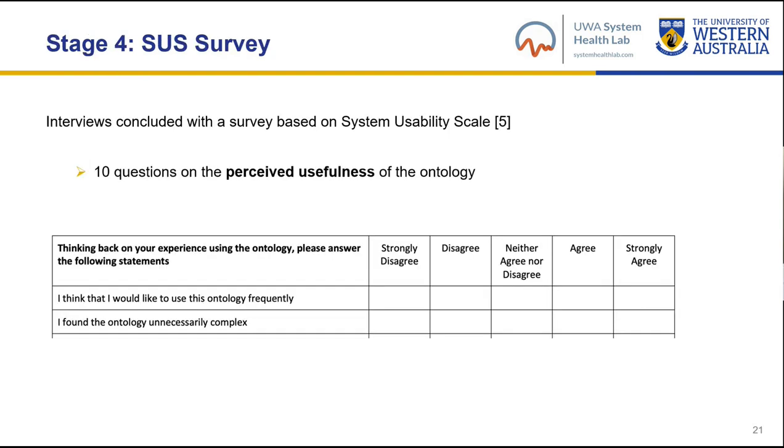Finally, the interviews concluded with a survey based on the system usability scale, an industry standard for measuring the perceived usefulness of a system or product. It consisted of 10 questions concerning the participants' experience with the ontology. For example, I think that I would like to use this ontology frequently. The responses were rated on a 5-point Likert scale and later summarized into a singular score.